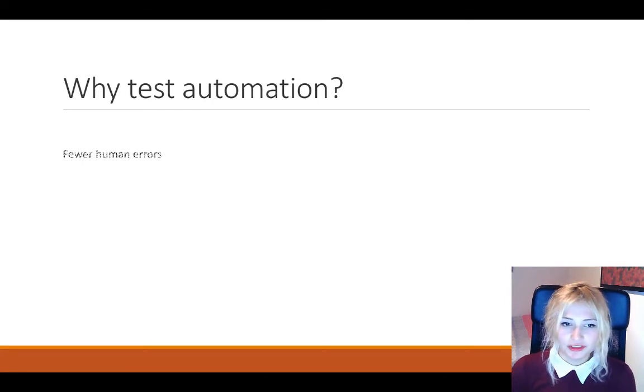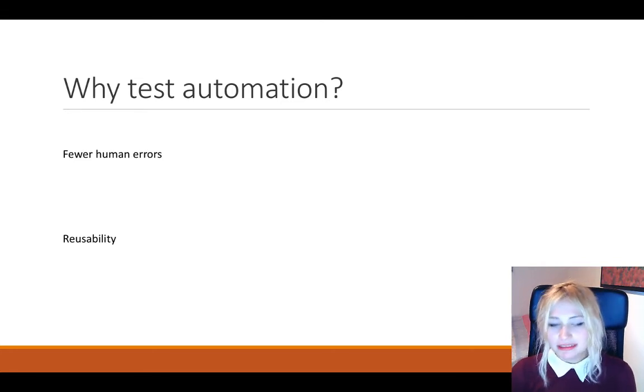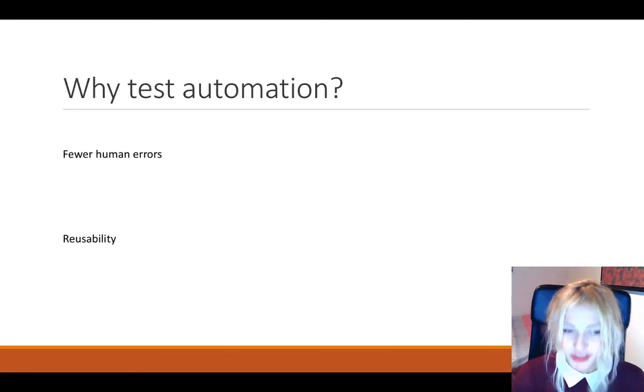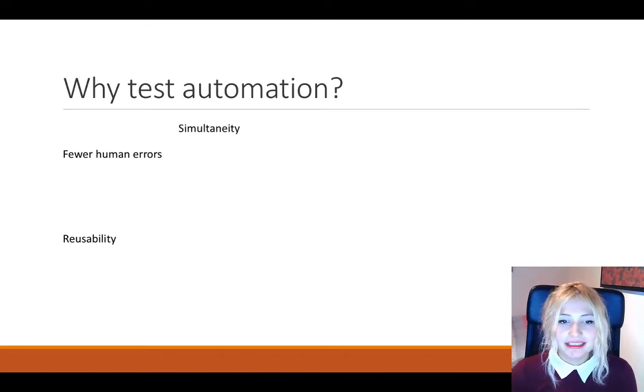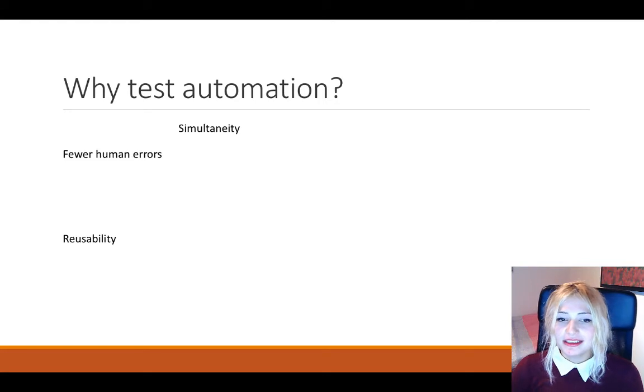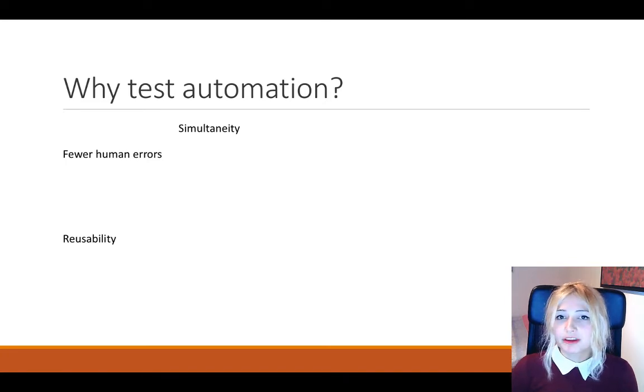We can write test automation. Why test automation? Because test automation decreases the number of human errors, and it supports reusability, because you can run the same test again and again, and simultaneity. You can run your tests in parallel, and there are a lot of open source frameworks out there that you can use, or paid ones, of course.